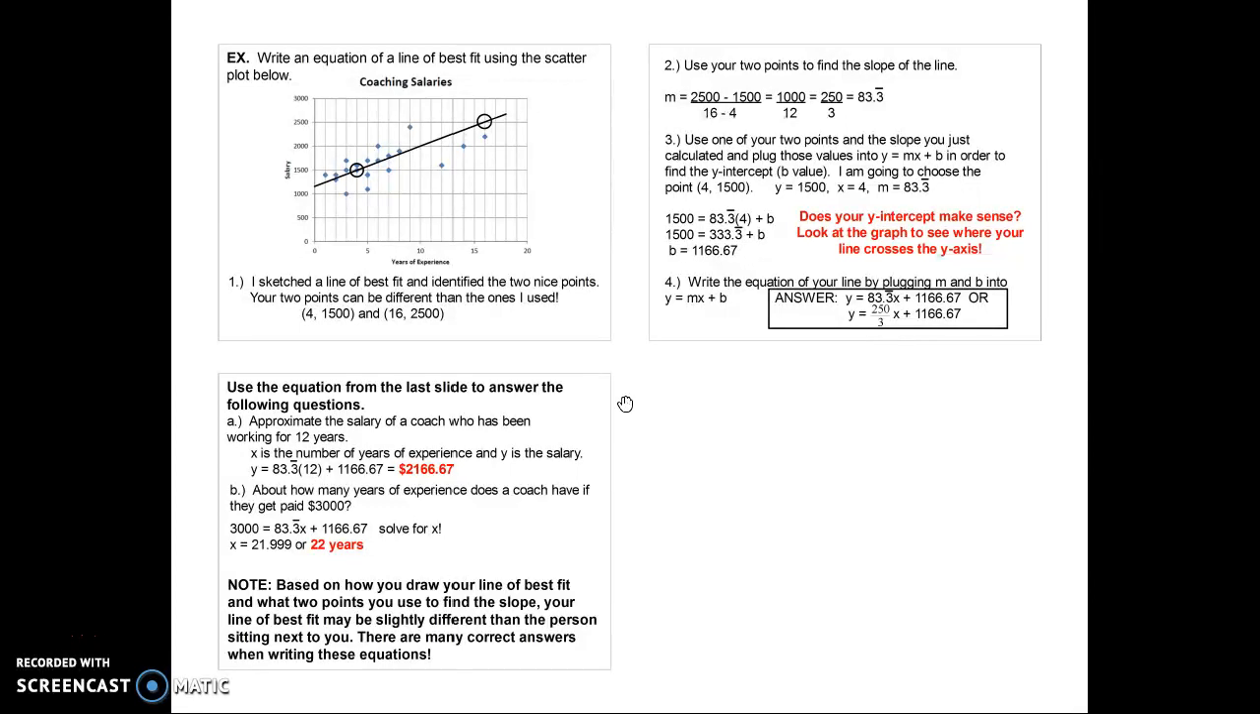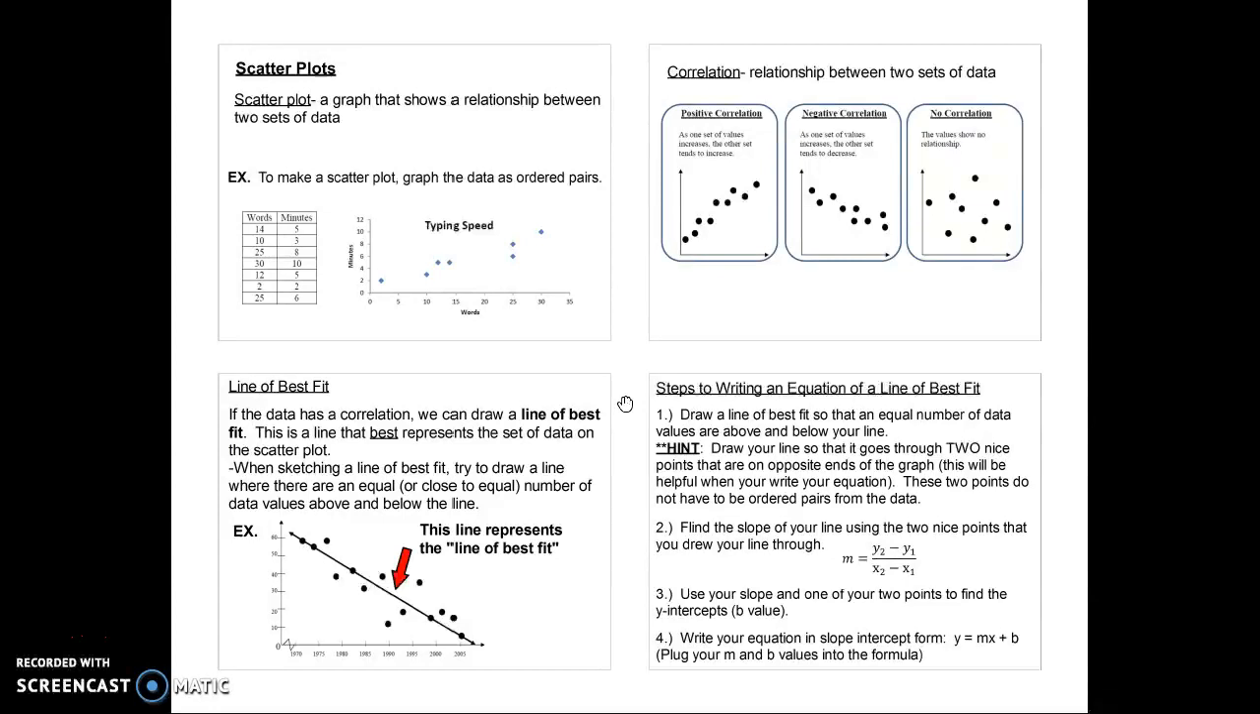Okay? But again, this is concept number 9, which is scatter plots.